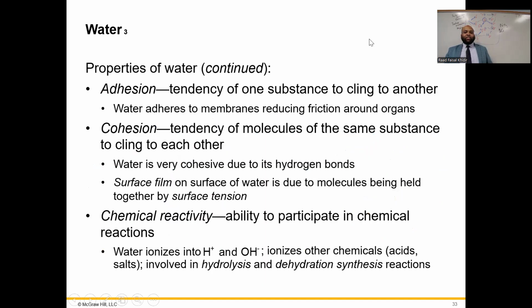Okay. Adhesion is the tendency of one substance to cling to another. Water adheres to membranes, reducing friction around the organs. So around your heart, you have a water serous membrane. When your heart is beating and hitting your rib cage, it doesn't rupture or get injured, because it has a capsule of water membrane surrounding it. Cohesion is the tendency of molecules of the same substance to cling to each other. So water is very cohesive due to its hydrogen bonds.